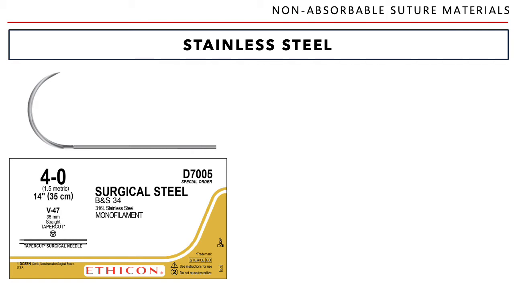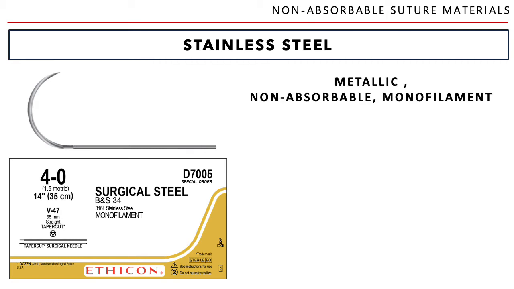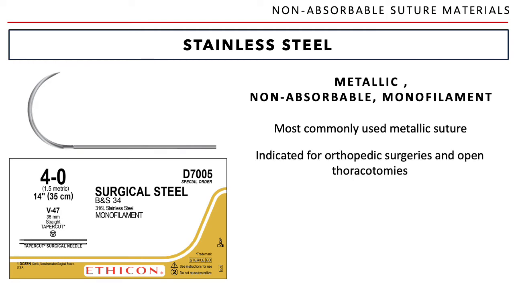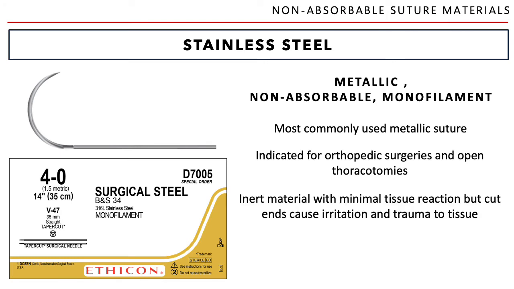Stainless steel. Metallic, non-absorbable monofilament. Again, this is metal. It is indicated for orthopedic surgeries and open thoracotomies. This is inert, minimal tissue reaction, but the cut ends, remember, are like wire, okay? It can cause irritation and trauma to tissue. So you have to make sure that you cut it well or you bend it inwards, okay?